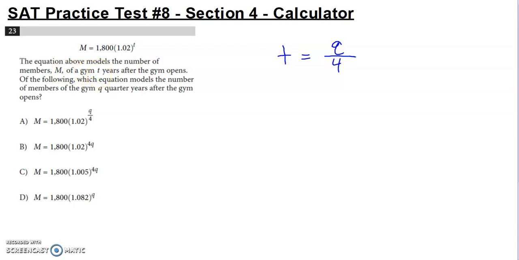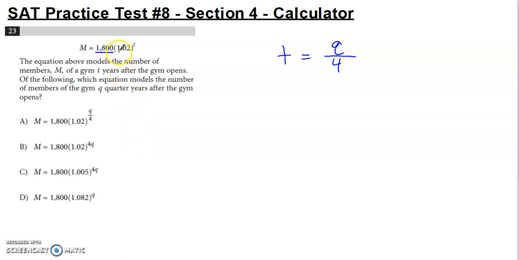opens. If you've dealt with these types of equations before, these exponential growth equations, we typically would have the starting amount of something here. So the starting number of members of the gym is 1,800. And you can confirm that by putting 0 in place of T, and you're going to get an answer of 1,800 when you evaluate that.